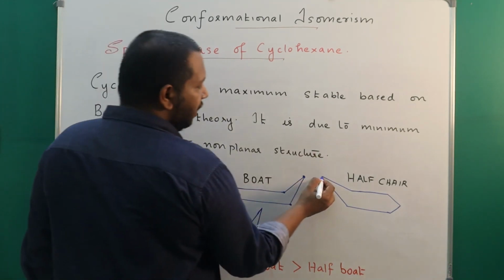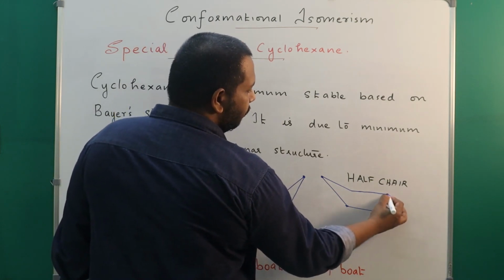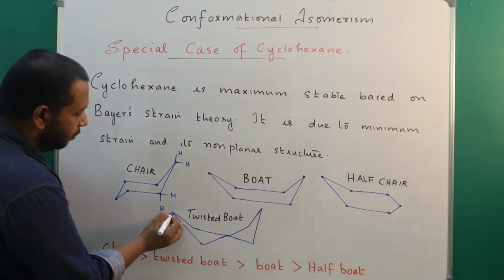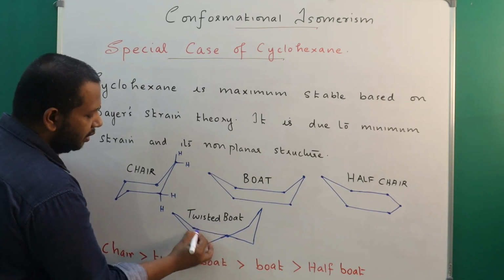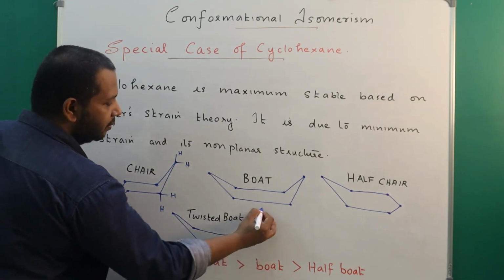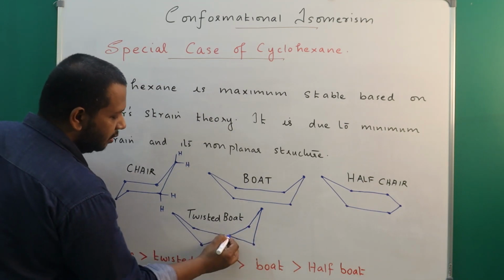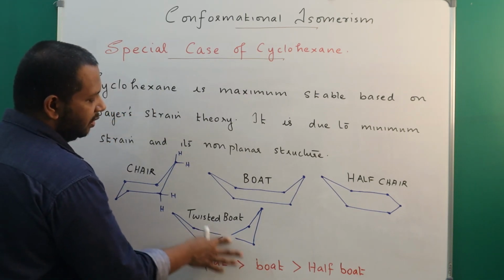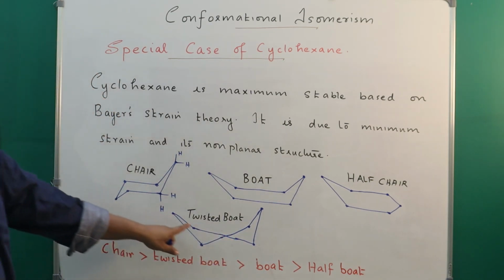And the next one is called half chair. 1, 2, 3, 4, 5 and 6. Correct? And the last one is called twisted boat. Here also you can see 3, 4, 5, 6. This one is moving on top of it and this is underneath. There is no cross linking, it is moving on top and this is going through the lower part. So there are 6 carbon atoms like this.